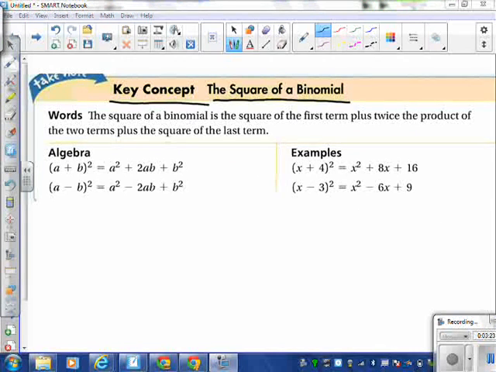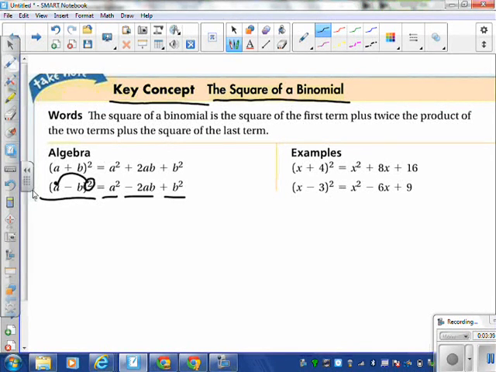The other problem, a minus b, that quantity squared, gives you a squared minus 2ab plus b squared. Again, do the same thing. Taking the 2 on the outside, square the first number, square the second number. And then in the middle, you're taking the 2 times both numbers inside, which is a, b, but you're also putting the subtraction sign with that problem.